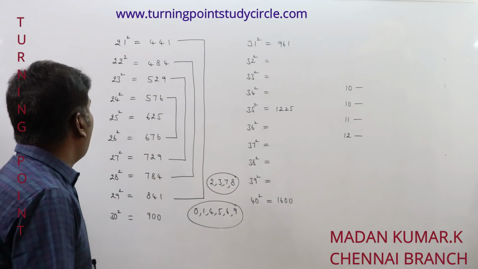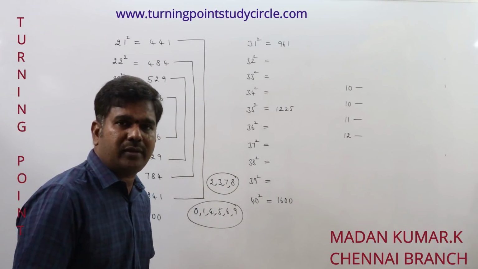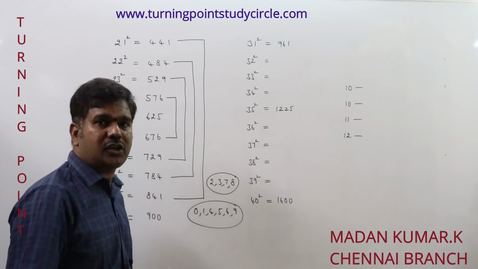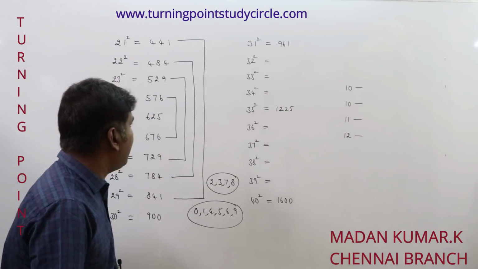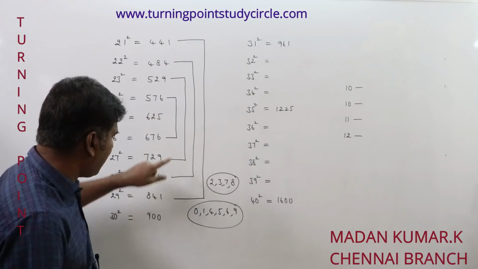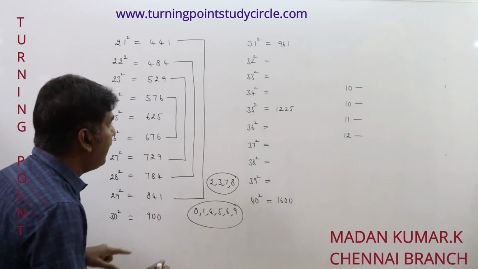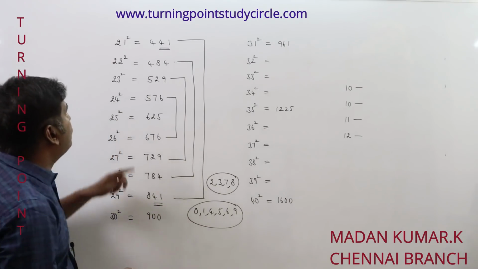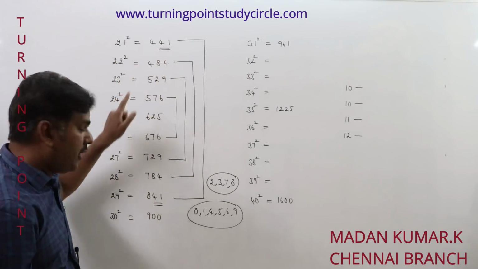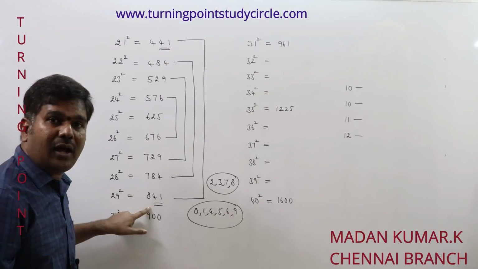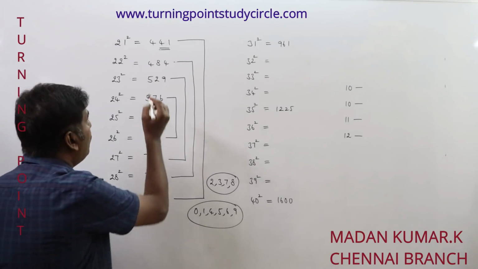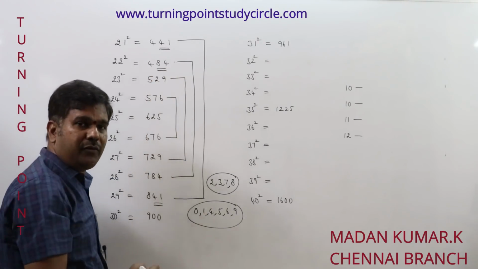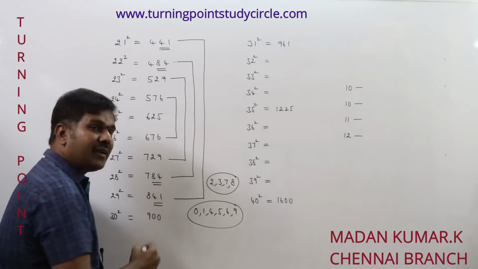In addition to that, how to remember 21 to 30 squares? Is this the only way or are there any other shortcuts? If you observe keenly, 1 square ends with 1 and 9 square ends with 1, right? If you observe keenly, the last two digits are the same. So 21 square is 441, 29 square is 841. Last two digits are the same, right? 22 square 484, 28 square 784.